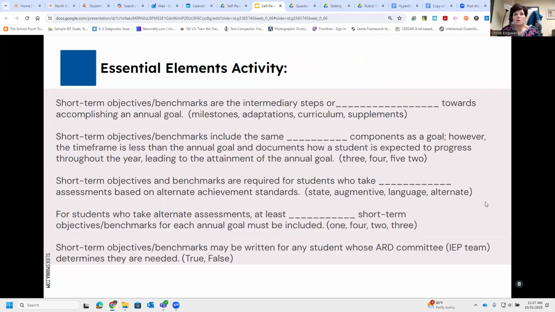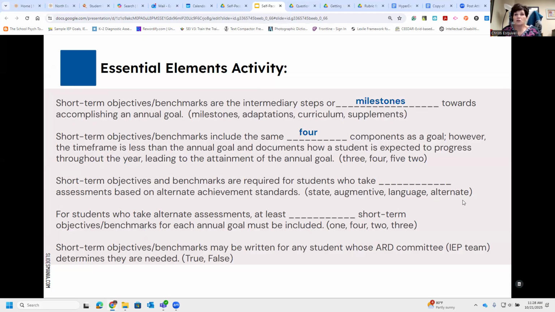Short-term objectives or benchmarks are the intermediary steps or milestones towards achieving the annual goal. Short-term objectives or benchmarks include the same 4 components of a goal. However, the time frame is less than the annual goal and documents how a student is expected to progress throughout the year, leading to the attainment of the annual goal.